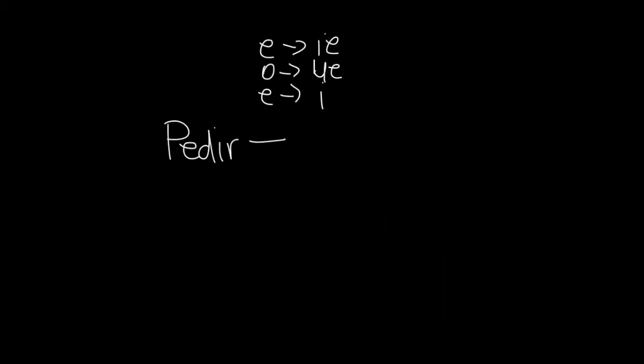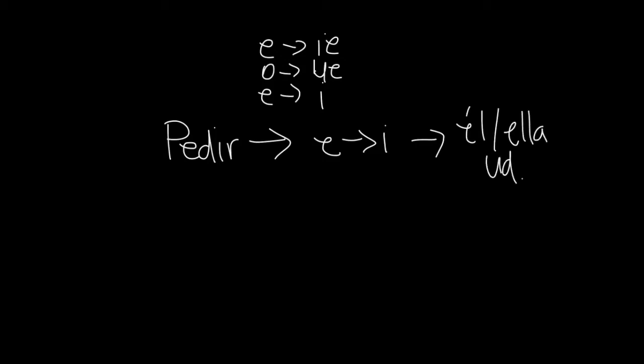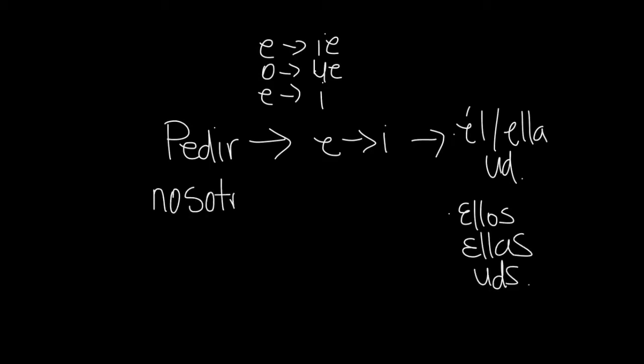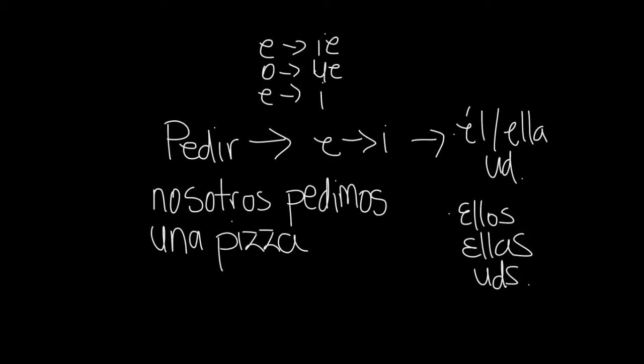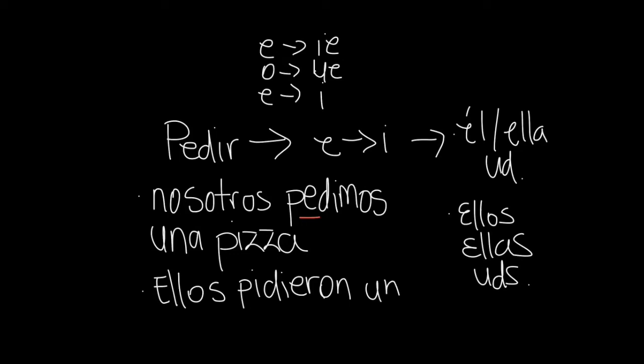Now we're going to see what happens to verbs that have a stem change in the present but end in -ir. The verb pedir, to ask for, has a stem change from e to i. In the preterite, it also has the same spelling change in the form of él, ella, usted, and ellos, ellas, ustedes. So if we say, for example, nosotros pedimos una pizza, notice that there is no spelling change, but ellos pidieron una Coca-Cola, there is a spelling change. The e changes to i.